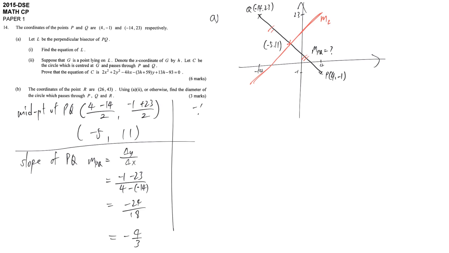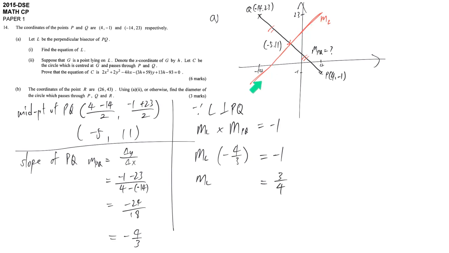And then since L is perpendicular to PQ, we know that their slopes are related. For perpendicular lines, their product is equal to -1. So our target times -4 over 3 is equal to -1. Our slope is 3 over 4. It's consistent with our drawing because we predicted that it should be upward sloping in our graph.